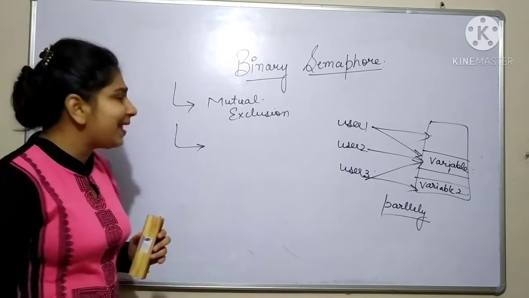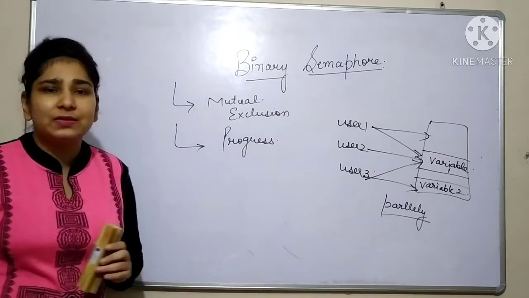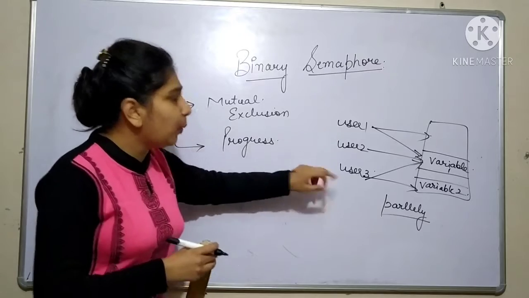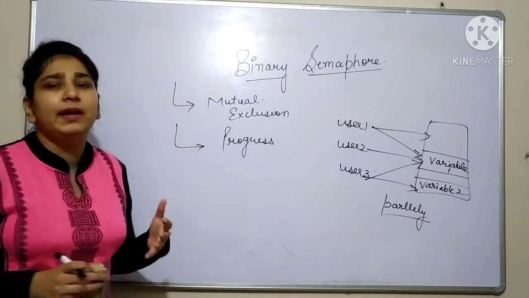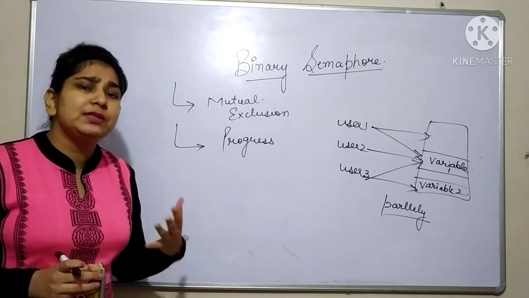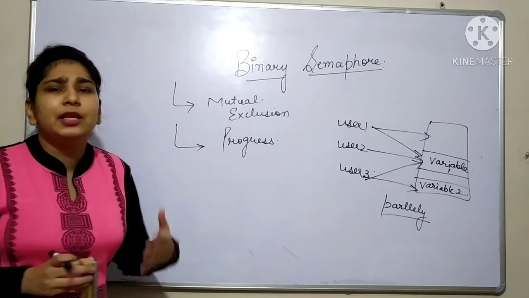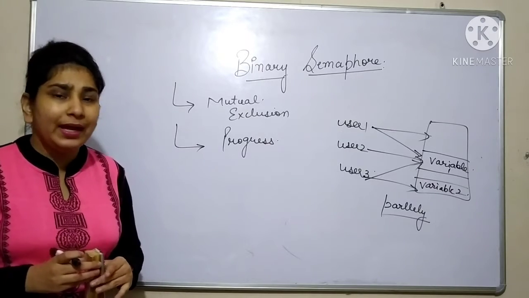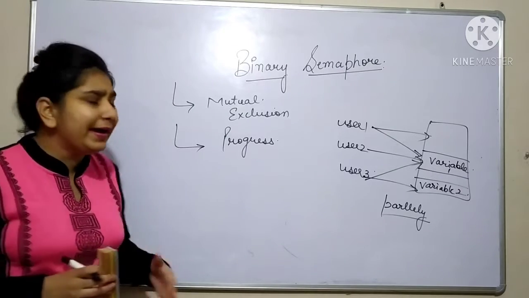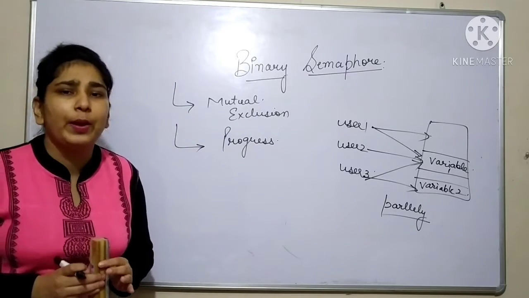The second necessary condition is progress. Progress means each and every user request should run independently. There should not be any dependency among multiple user requests. Each user request is given freedom to execute in its own way. That is the progress condition. We have to avoid the dependency of one user request on another.